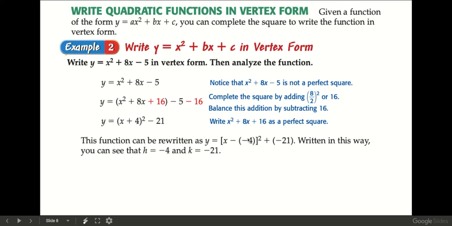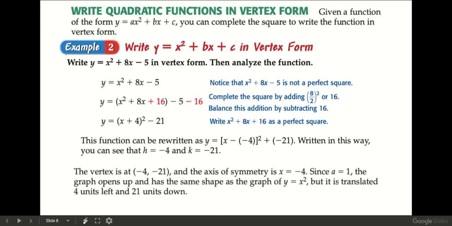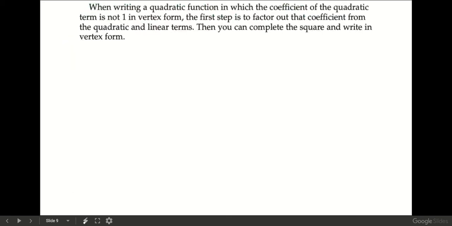Since my h value is -4, it's going to move my parabola 4 units to the left. And this -21 will move it 21 units down. So the vertex will be located at -4, -21. The axis of symmetry has to run through that vertex, so it's going to be the vertical line x equals -4. Since a equals 1, the graph still opens up, it's still positive 1. It has the same shape as y equals x squared, but is just translated 4 units to the left and 21 units down.